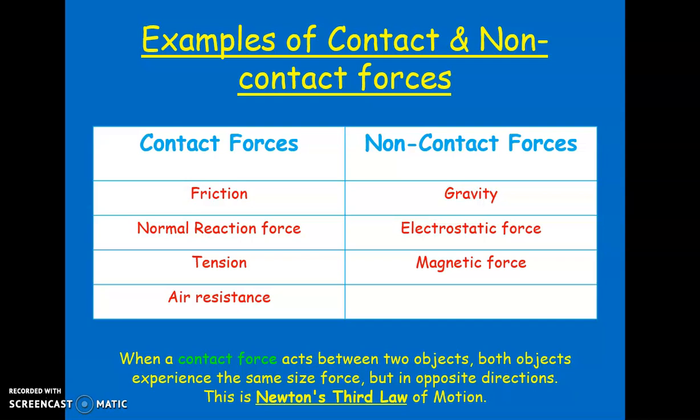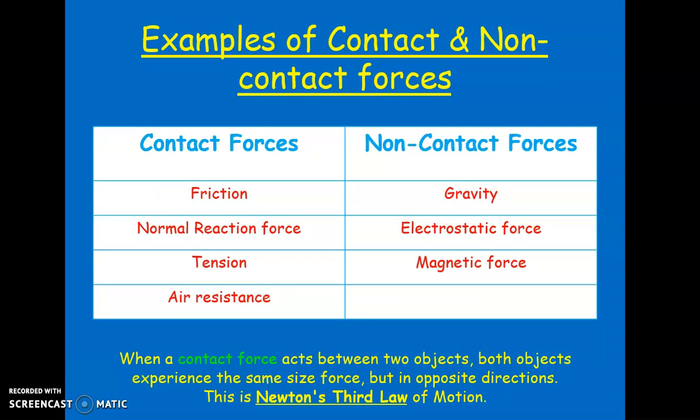Electrostatic force is to do with the force between particles, the opposite poles and charges, negative and positive. And magnetic force is the force felt between two magnets, between the poles of the magnets. When a contact force acts between two objects, the objects experience the same size force in opposite directions. This is Newton's third law of motion, and we'll cover that in more detail when we cover those laws.